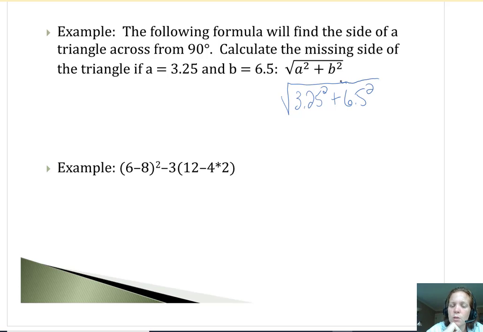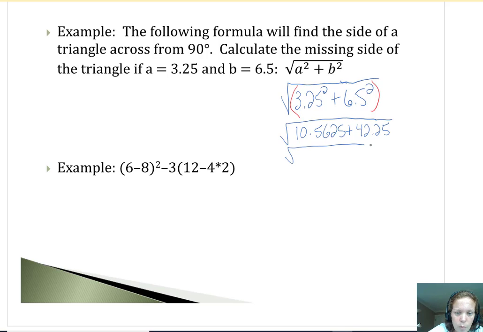Okay, now I don't see any parentheses, but because this square root goes over everything underneath there, again, we have to think of this as parentheses here. So within here, I need to do my exponents first. 3.25 squared is 10.5625. 6.5 squared is 42.25.